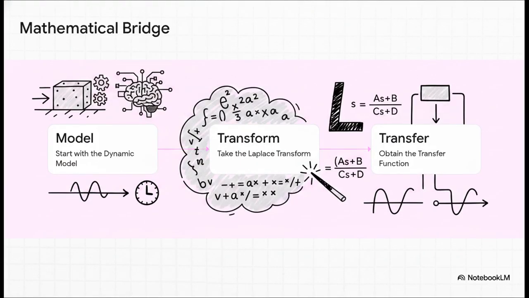But to let our digital PID brain actually control this physical block, we have to get them speaking the exact same language. So we follow these logical steps. 1. Start with the dynamic model we just saw, which is in the time domain. 2. Take the Laplace transform. This is essentially a mathematical translator that converts our messy, complex calculus of time, velocity, and acceleration into really straightforward algebra in the S domain. And 3, from that algebra, we obtain what's known as the transfer function.